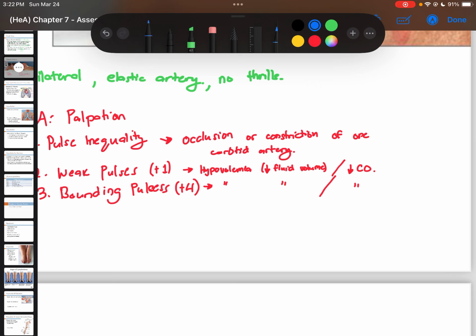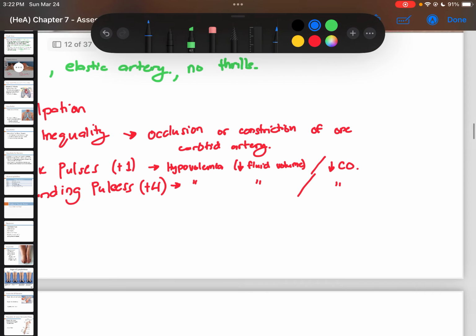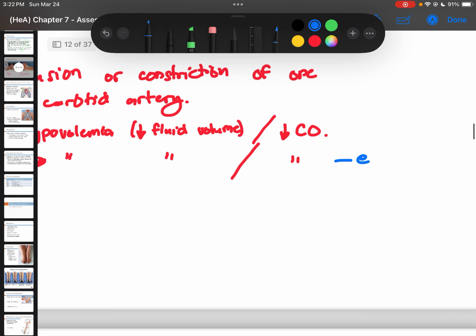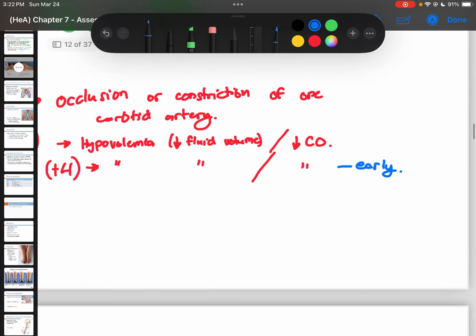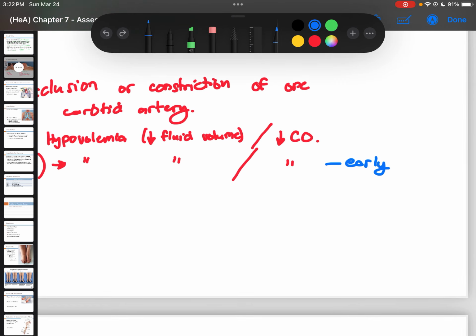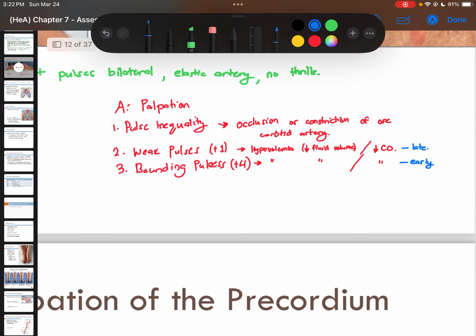Now, class, what I have not told you yet is that bounding pulses occur early. Okay? Early. Whereas decreased pulses occur late. The tendency of the heart is, when there is a decrease in fluid volume or cardiac output, if there is a decrease in fluids in the body, your heart will try to compensate by increasing the heart rate. Okay? Increasing heart rate.